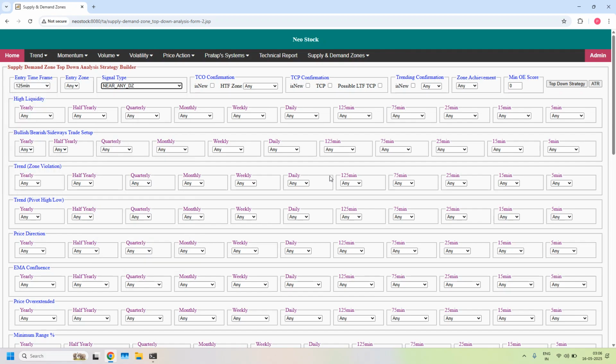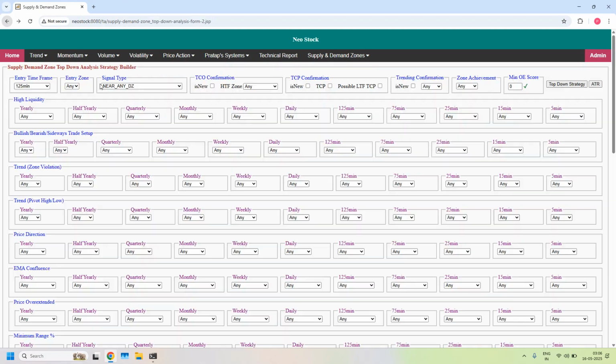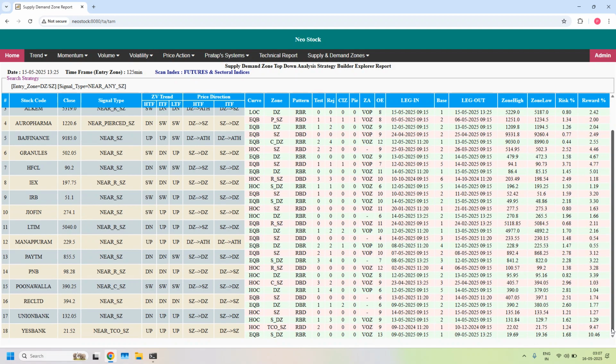Stocks near 125 minutes demand zone. We got 4 stocks. Next, stocks near the 125 minute supply zone. First 15 stocks in the list. Scrolling the list down. Total 18 stocks are filtered.